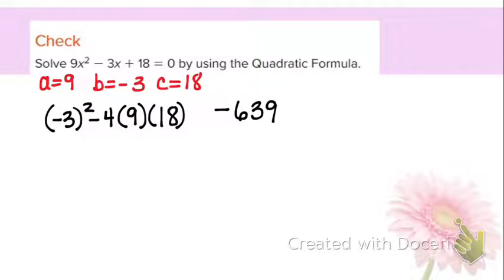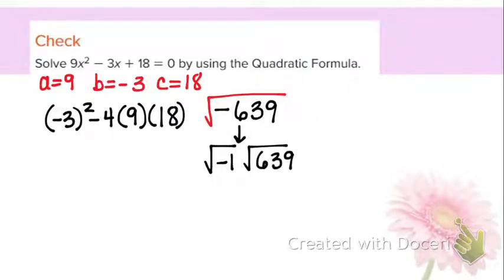So remember that this is the part that's underneath the square root, right? So what do you do when there's a negative underneath a square root? You have to take it out. So I'm going to separate this down to negative 1 times 639. Now 639 is a big number, but there is a number in the box that goes into 639.